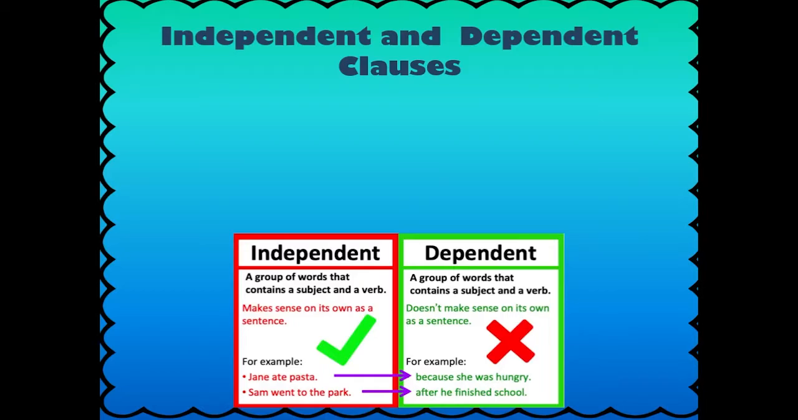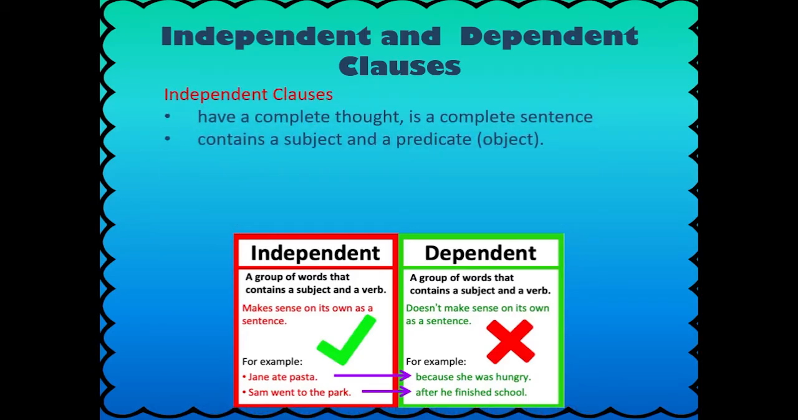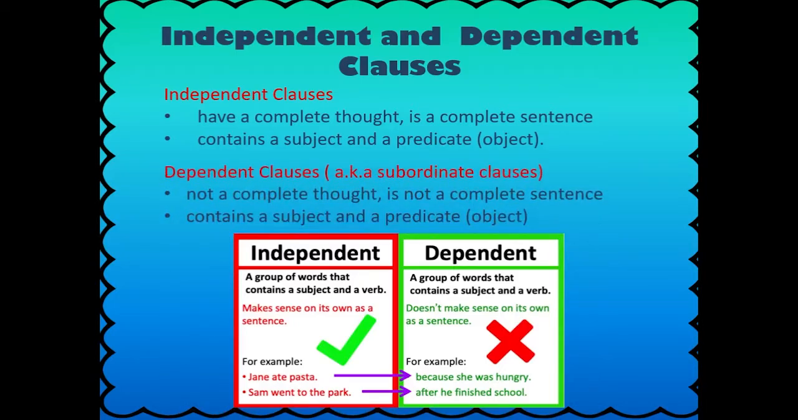And so an example of that is because she was hungry, or after he finished school. Those don't make sense by themselves. So dependent always needs an independent, but an independent does not need a dependent. So again, independent clauses have a complete thought. It could be a complete sentence. And a dependent clause is not a complete thought on its own and is not a complete sentence.